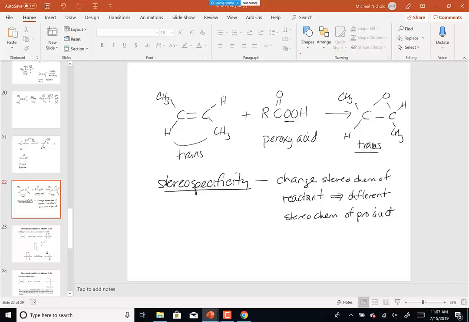We already know another stereospecific reaction, although we didn't call it that. SN2 is a stereospecific reaction. If I change the chiral center from R to S, what happens to the product? It changes from S to R. So a stereospecific reaction could be an inversion, or it could be a retention. An inversion should probably be like opposite, right? Because going from cis to trans would be more opposite than inversion. So this is an example of a stereospecific reaction.